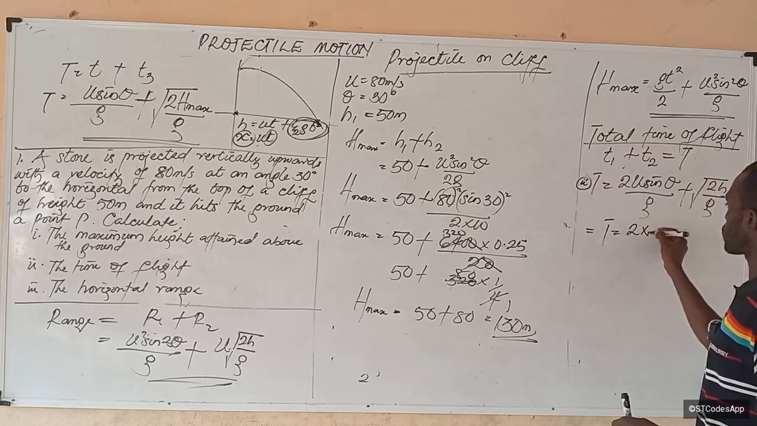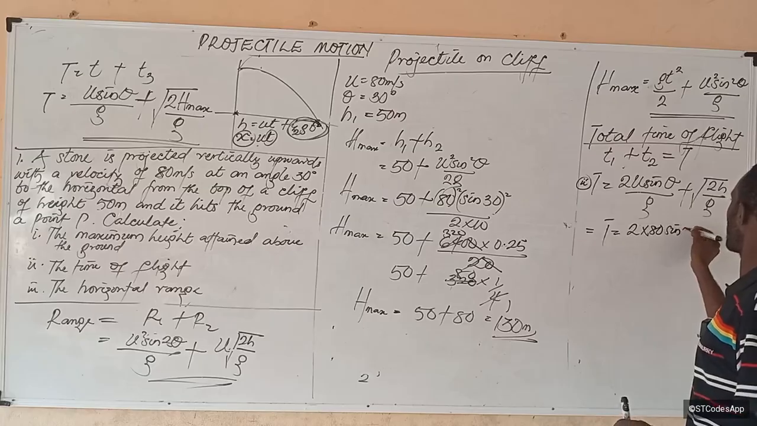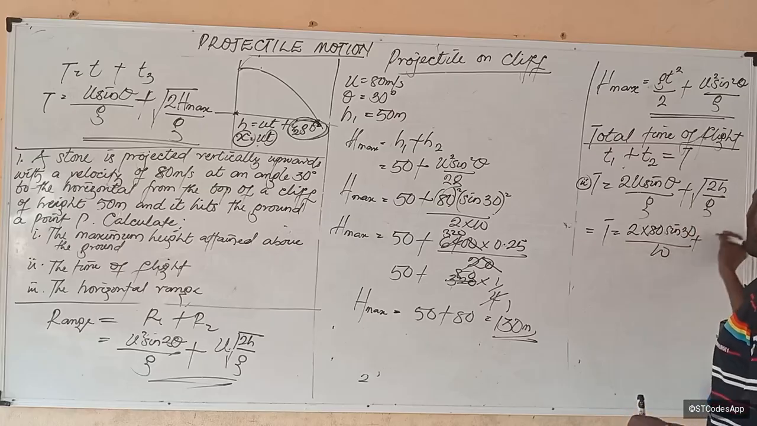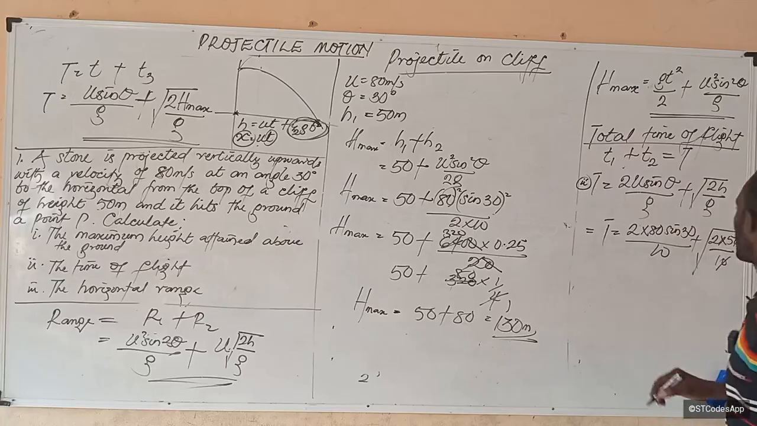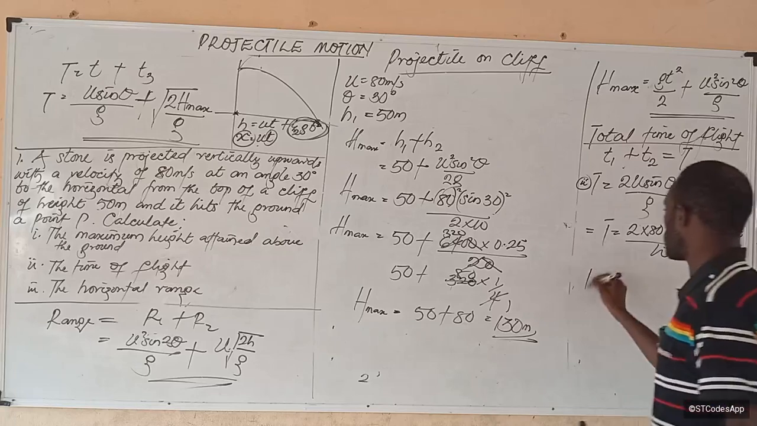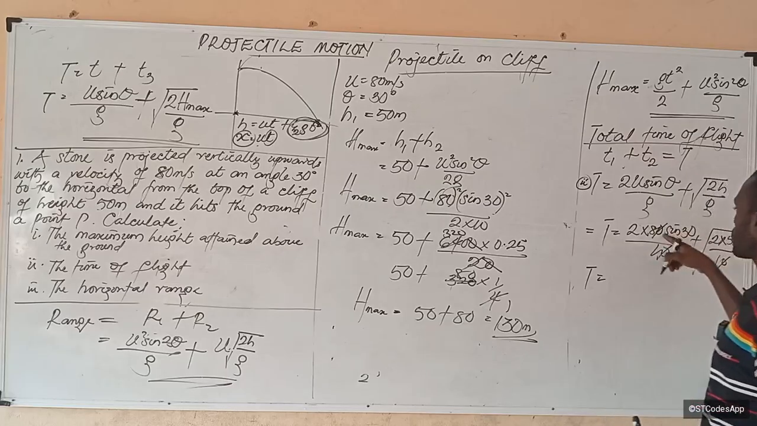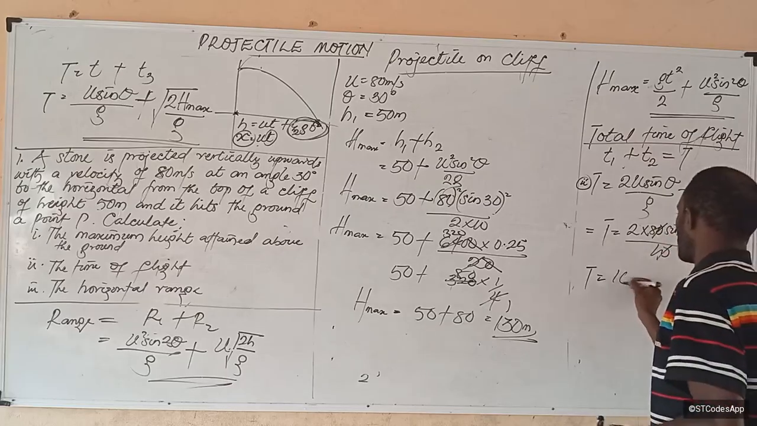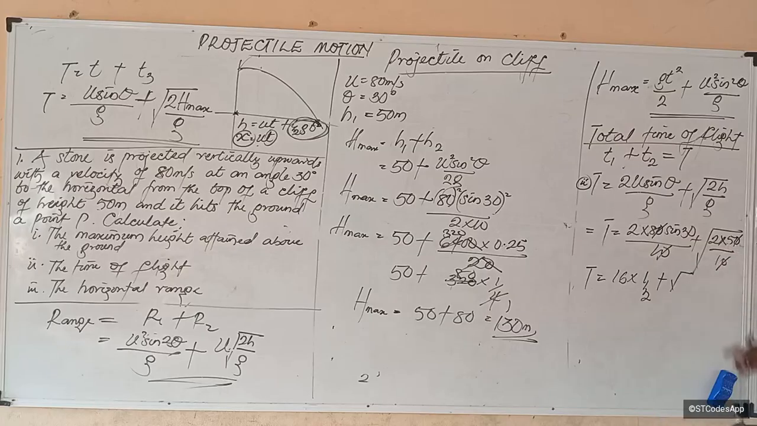T becomes 2 times U. What is U? 80. Sine 30 over 10 plus the square root of 2 times H, the height of the mountain, 50 over 10. This takes care of this, and we have 10 here, square root of 10. So T becomes, here, this cancels this. We have 16 times sine 30, which is half, plus the square root of... we need not even cancel yet. It's the same because it's 100.